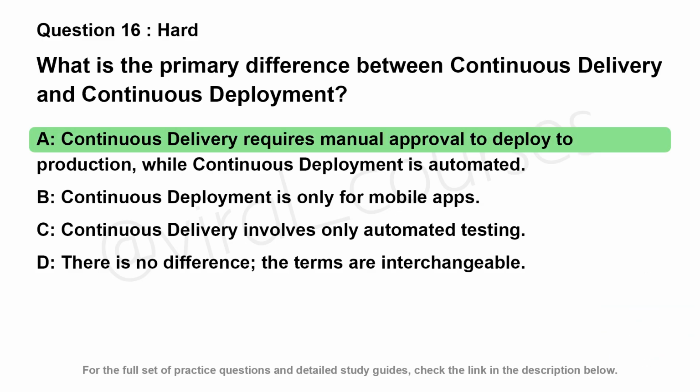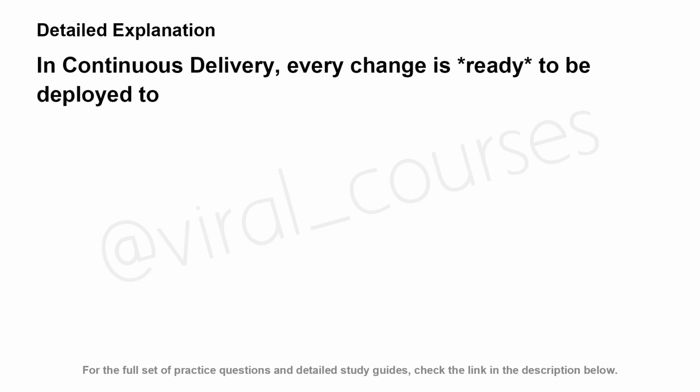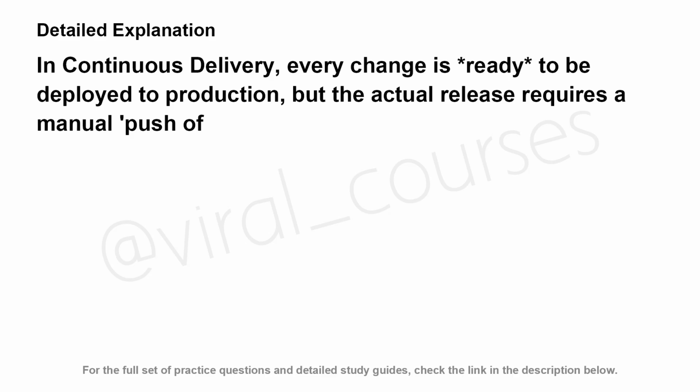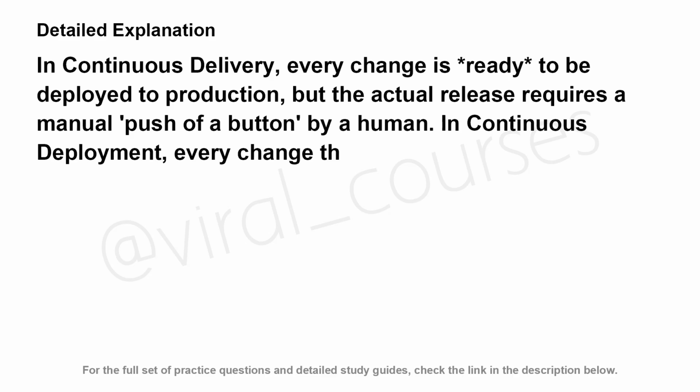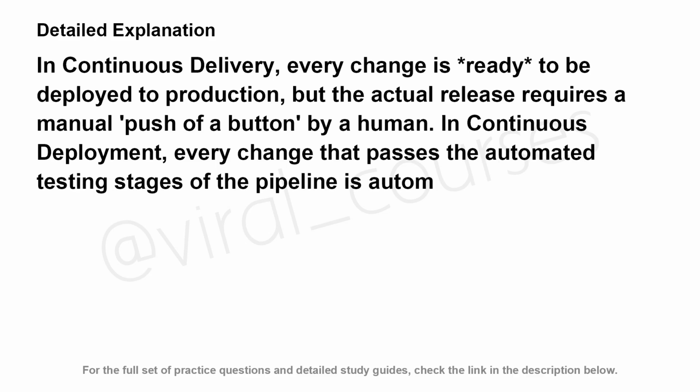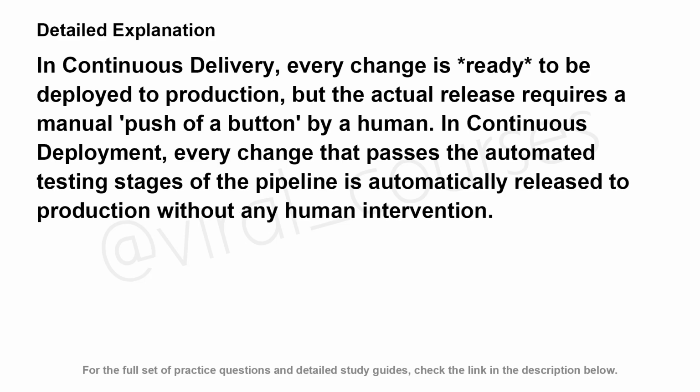The correct answer is A. In continuous delivery, every change is ready to be deployed to production, but the actual release requires a manual push of a button by a human. In continuous deployment, every change that passes the automated testing stages of the pipeline is automatically released to production without any human intervention.